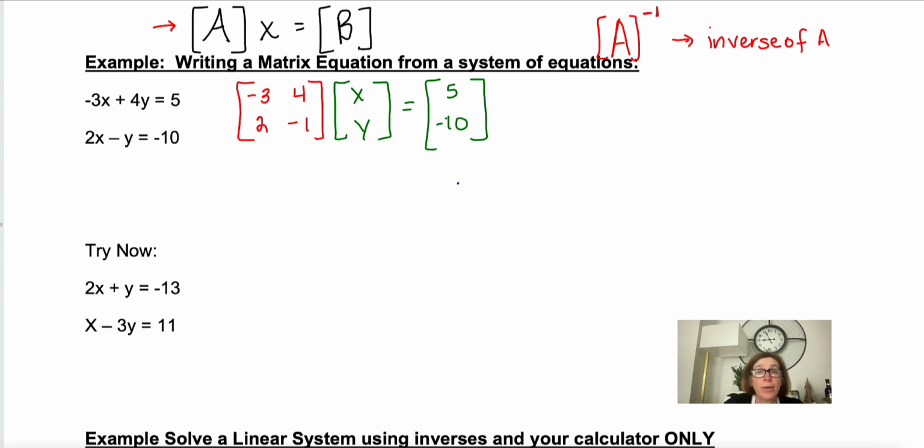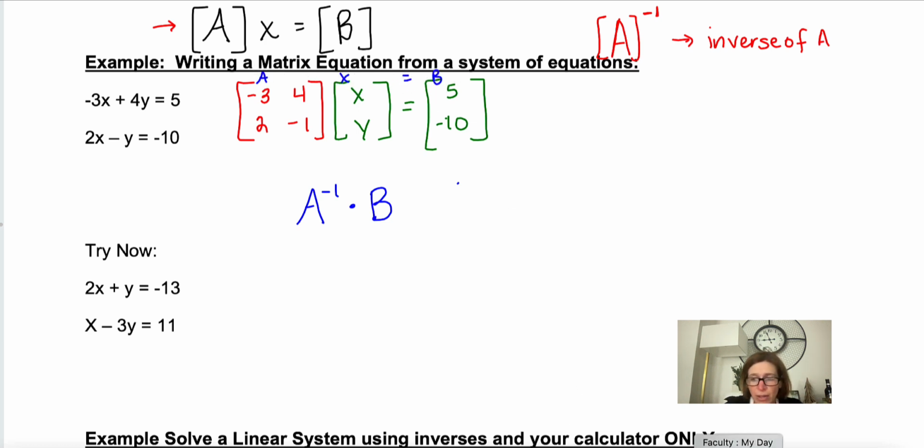Now this should make sense to you if you think about multiplication, because we would take this row and multiply it by this column. So it would be negative 3 times X plus 4 times Y. So to solve a matrix equation, we do the inverse of A times B, and the inverse of A has to come first. Remember, this is A, this is X, and this is B.